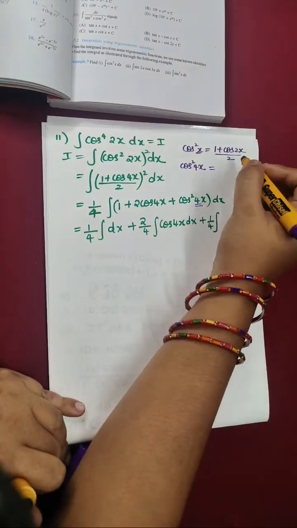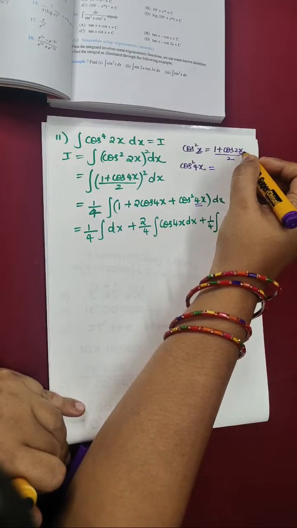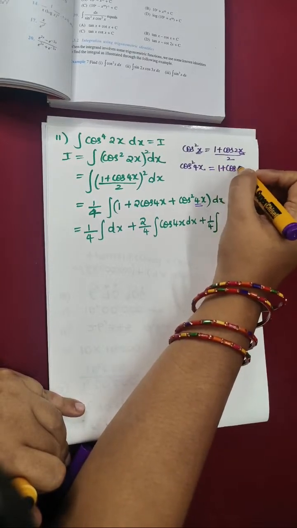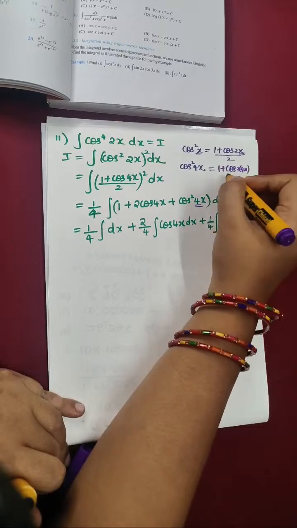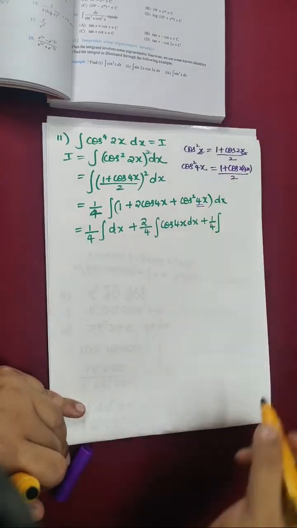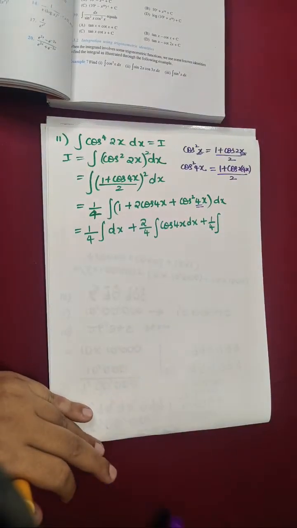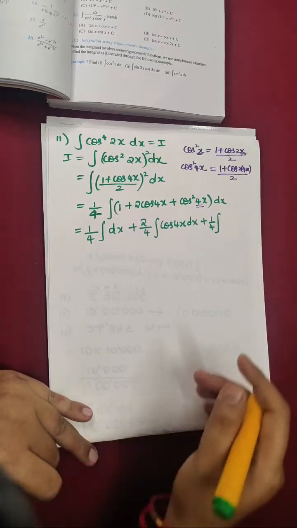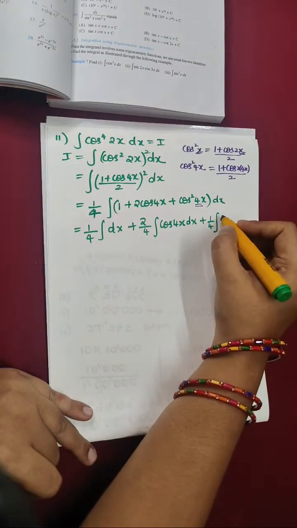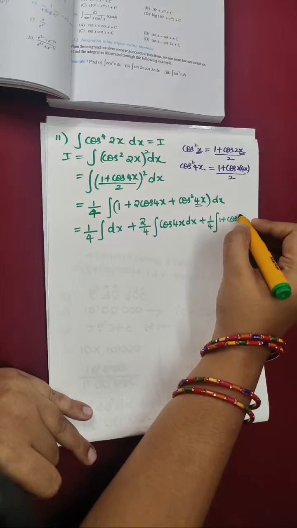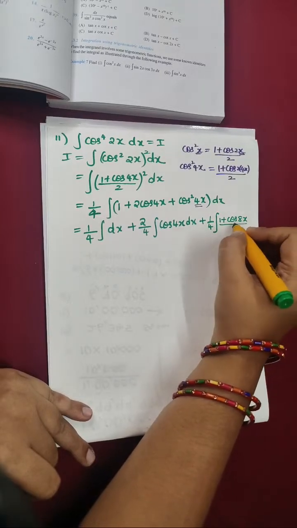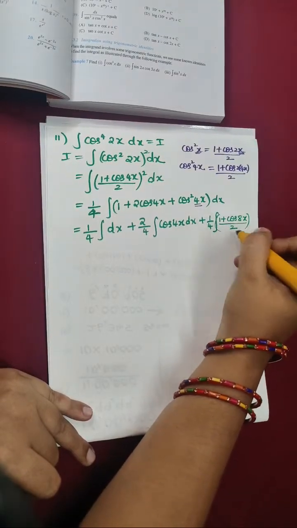So on the right side, what will happen? In place of x it is 4x. So cos 2 into 4x, because we have 4x in the question. Now that 1 plus cos 2 of 4x will become 8x. So 1 plus cos 8x by 2 into dx.